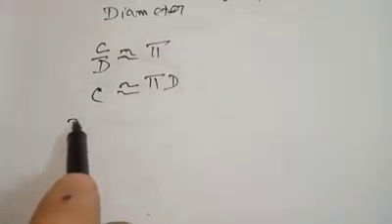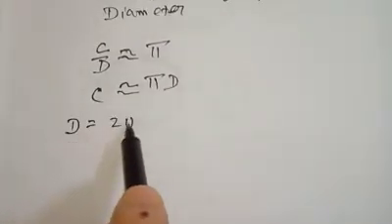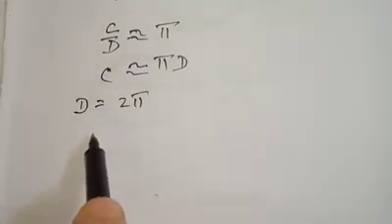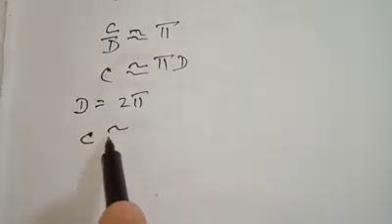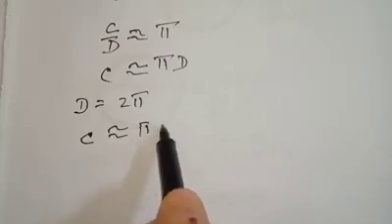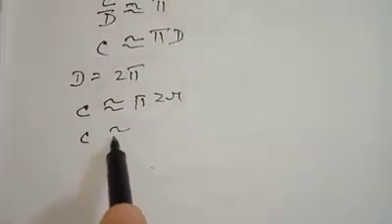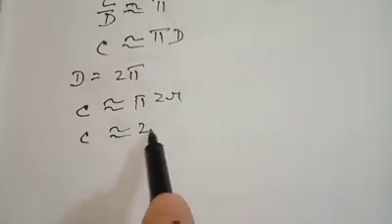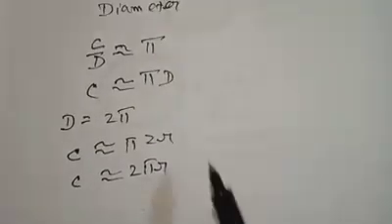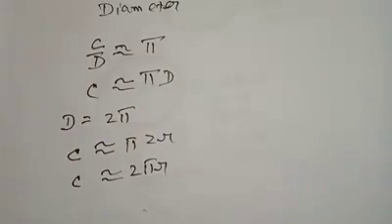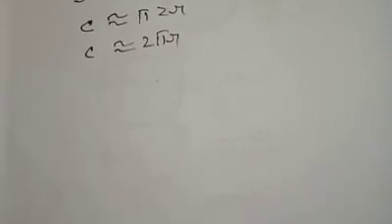Now D, what we know, is equal to 2R. So eventually what it implies is that C is equivalent to pi multiplied by 2R, and from here we get C equals, in general, 2 pi R. So this is the way in which we can deduce the formula. So this is a nice approach to knowing the basic parts of a circle. So let us move on to the next part.